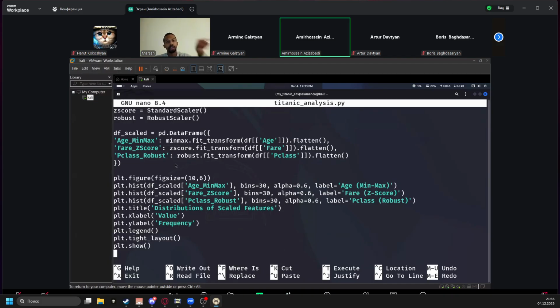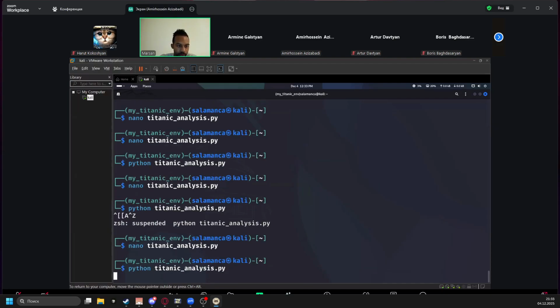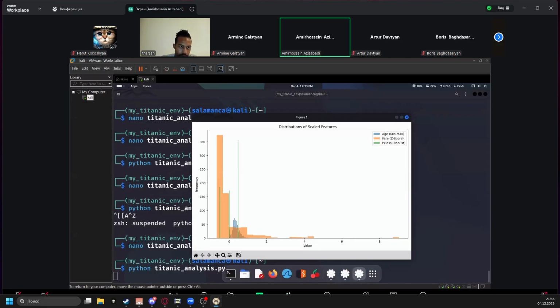You know, your graph is not continuous; it's just like a histogram. Yes, I think bins and alpha are for the bar diagram. I can show you mine.